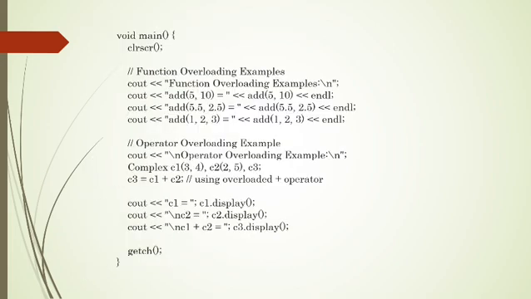Now we start the main function. clrscr clears the screen. We display a heading for function overloading examples. Here we call add with two integers, 5 and 10. It calls the first version and displays the result as 15.